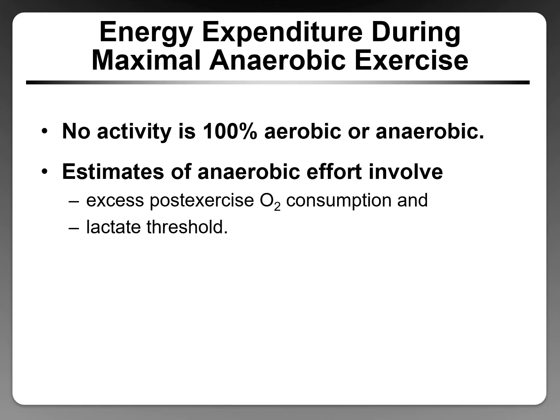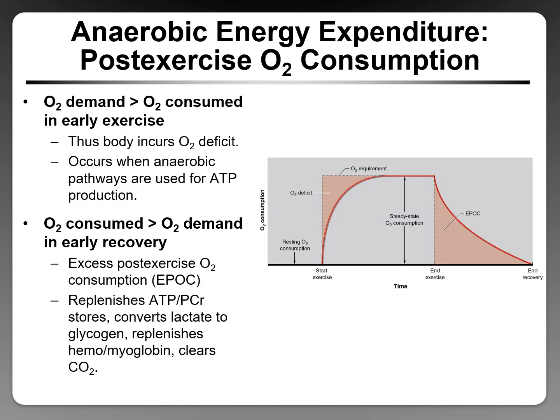So, to shift gears again, let's talk about maximal anaerobic exercise. So we know kind of from our conversations up until this point that no activity is going to be 100% aerobic or anaerobic. This means that we have to kind of estimate the anaerobic contribution. Typically, the two ways we do this is we look at something called excess post-exercise oxygen consumption, or EPOC, and lactate threshold. So let's look at EPOC first.